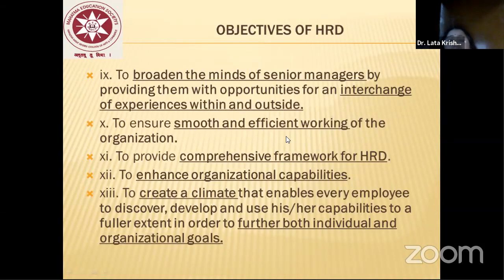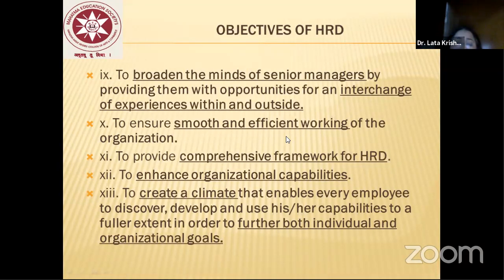So why does the HR manager do this training and development activity? When we are talking about human resource management, HRD is one of the most important tasks because it helps the business organization to work smoothly and work efficiently.